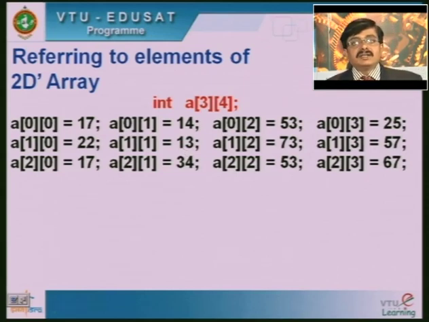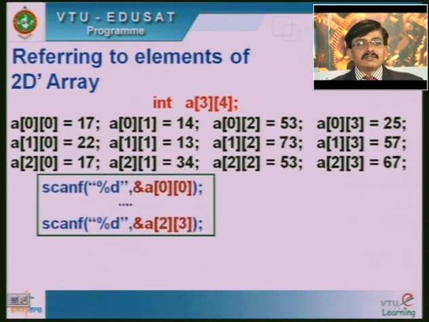Here also, if you want to read the elements of the 2-dimensional array from the keyboard, then we can use a statement like scanf %d ampersand a of 0, 0. Here we are providing the address of the 0th row, 0th column element. Then to read the next element of the 0th row, we specify ampersand a of 0, 1, the 0th row, first column. Similarly, we provide the address of each next element, ampersand a of the 0th row and then the second column, and so on up to the last element. The index is 2 and 3, so that is scanf %d ampersand a of 2, 3.